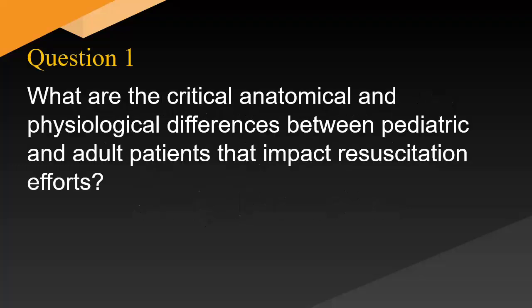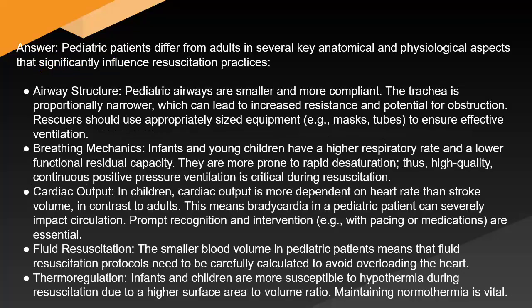What are the critical anatomical and physiological differences between pediatric and adult patients that impact resuscitation efforts? Answer: pediatric patients differ from adults in several key anatomical and physiological aspects that significantly influence resuscitation practices. Airway structure: pediatric airways are smaller and more compliant. The trachea is proportionally narrower, which can lead to increased resistance and potential for obstruction. Rescuers should use appropriately sized equipment, e.g., masks, tubes, to ensure effective ventilation.